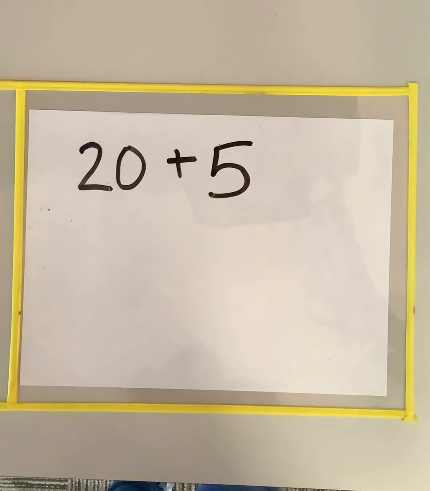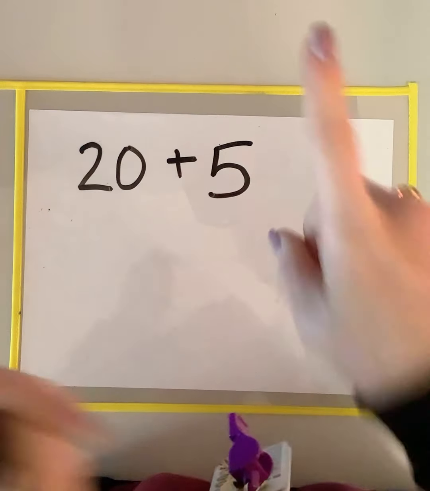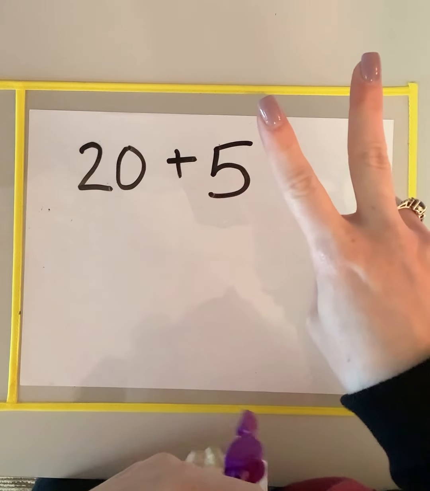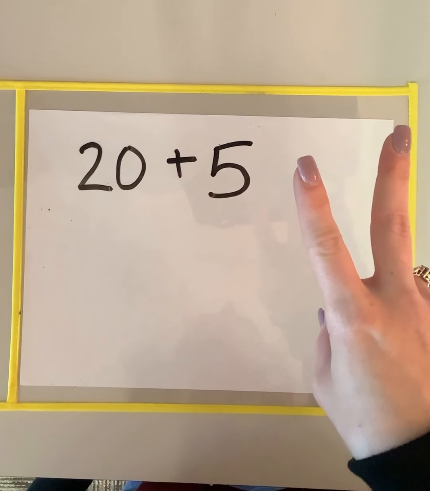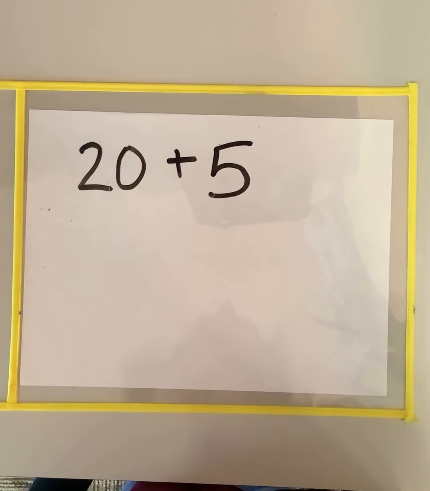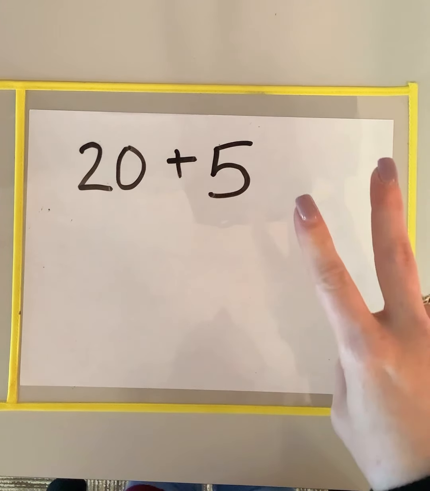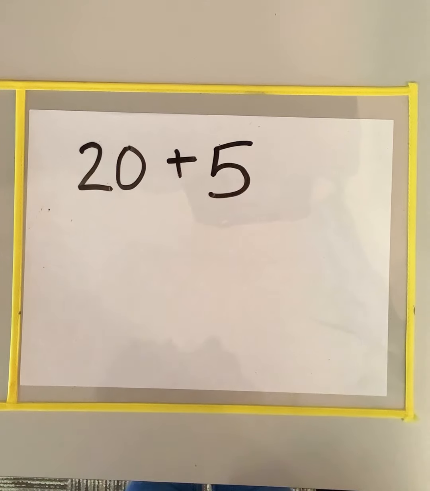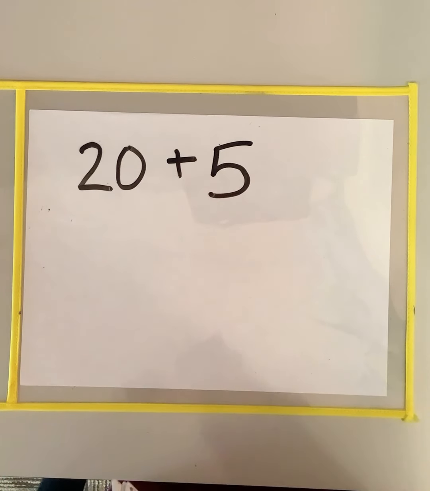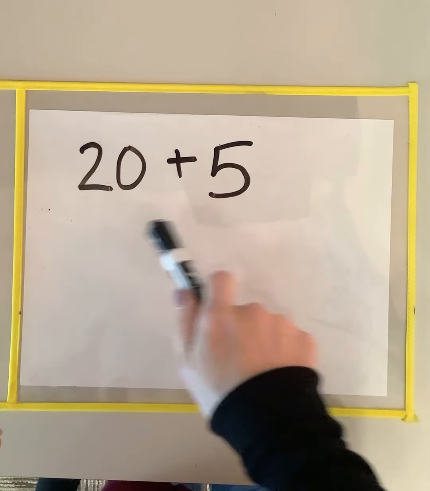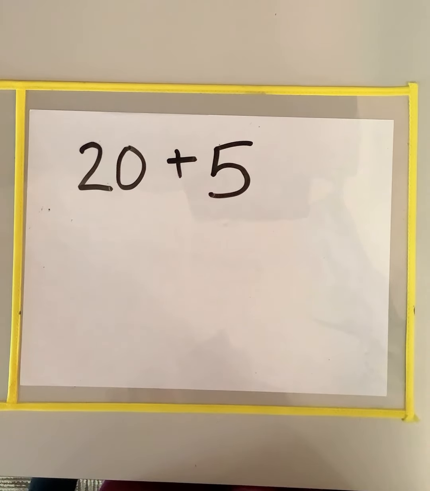Okay, for this one, I want you guys to get 2 things for me. I want you to pause the video and get 1 piece of paper and a pencil. 2 things. Pause the video and then push play when you're ready to move on. Okay, you should have 1 piece of paper and 1 pencil with you. When you have your materials, I want you to write this problem on your paper, kind of towards the top like mine is. 20 plus 5.